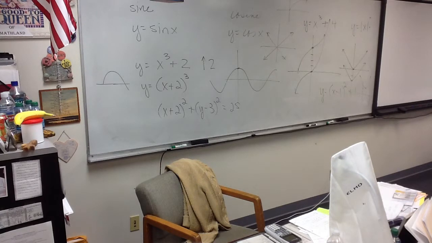What shape is number 11? Well, it's a cube turned sideways. That's going to be a problem. It's the inverse of the cube. That shape is a logistic function.